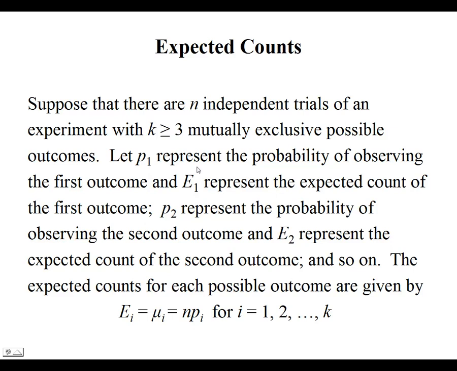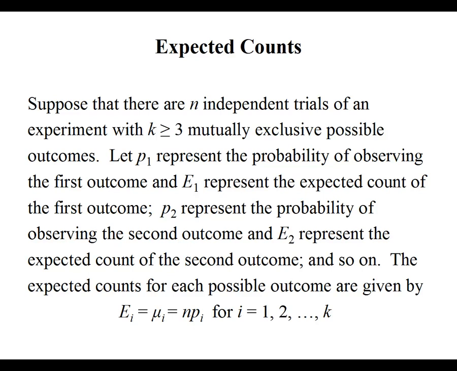Now, we're going to have expected counts. So, if you have a 6-sided die and you roll it 60 times, we expect there to be 10 1s, 10 2s, 10 3s, 10 4s, 10 5s, and 10 6s. So E1 would be 10, E2 would be 10, and so forth. Now, in a case like that, all the E values are going to be the same.